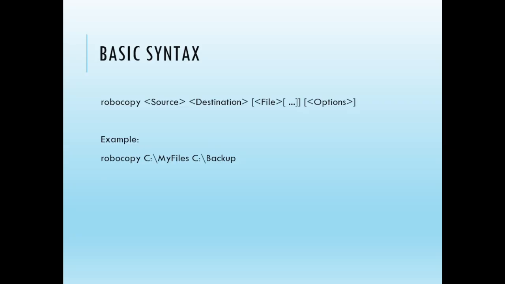The basic syntax is simple. You can type Robocopy, then the source folder, then the destination folder, followed by any options. For example, Robocopy /my files /backup. This command copies everything from my files folder to the backup folder.